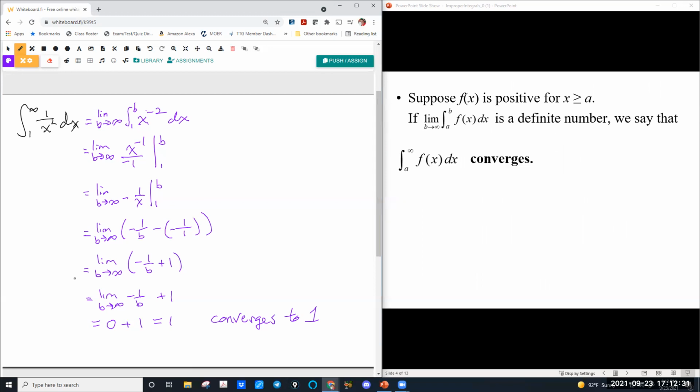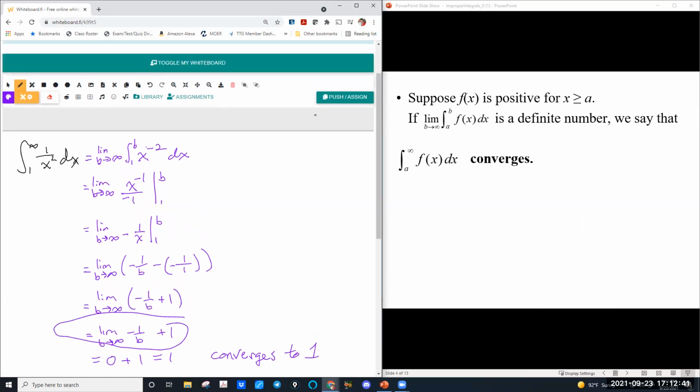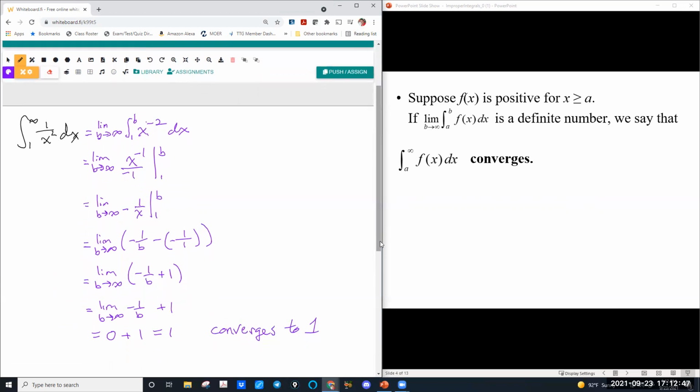Now, once we get to this point right here where we had to take the limit, if that limit exists like it did in this case, then we say that the improper integral converges. If this limit does not exist, then we would say it diverges.